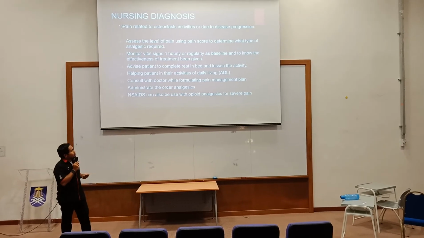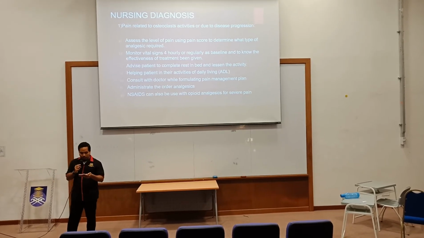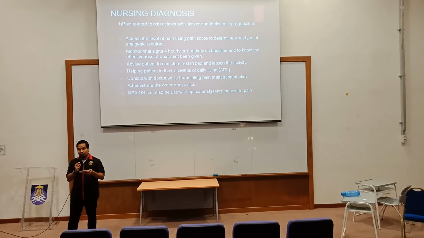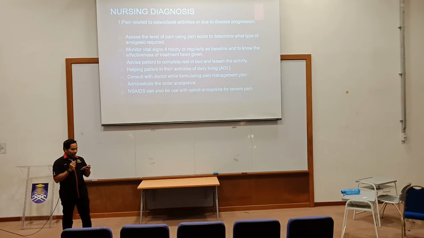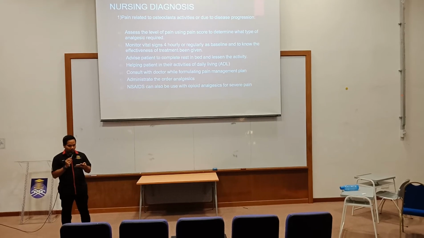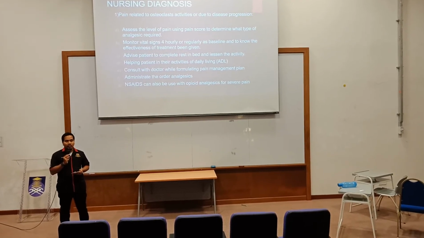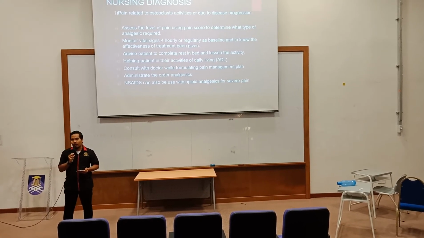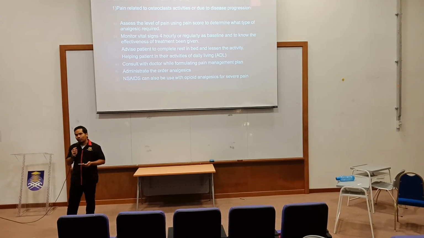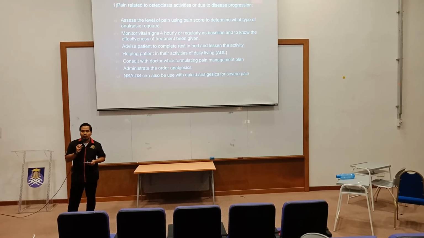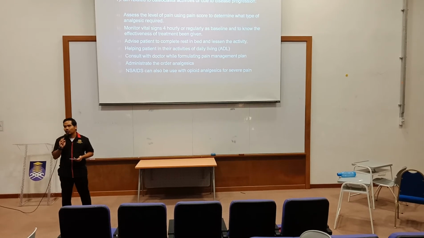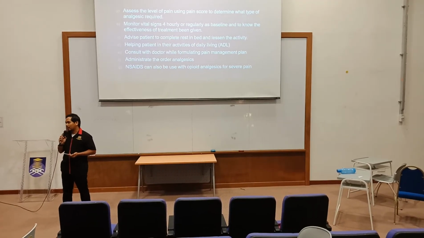For the nursing diagnosis, number one, pain related to osteoclast activities or due to disease progression. A. Assess the level of pain using the pain score to determine what type of analgesic is required. As staff nurses, we use a pain score chart in the BKJ number 14. Can anybody share with me what score shows the patient is having pain? Score number what? 9. Number 9, thank you.